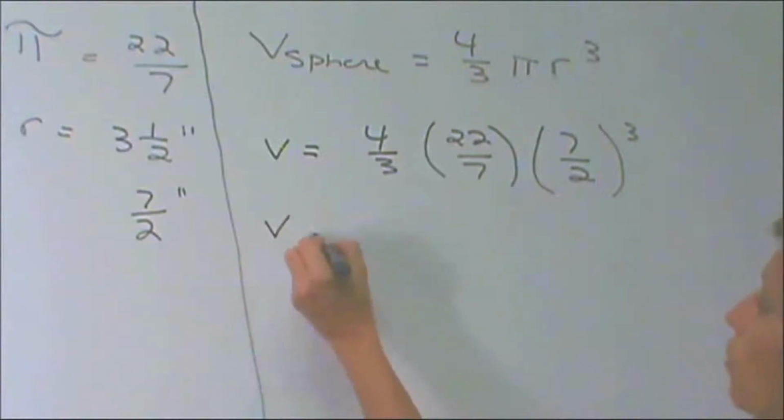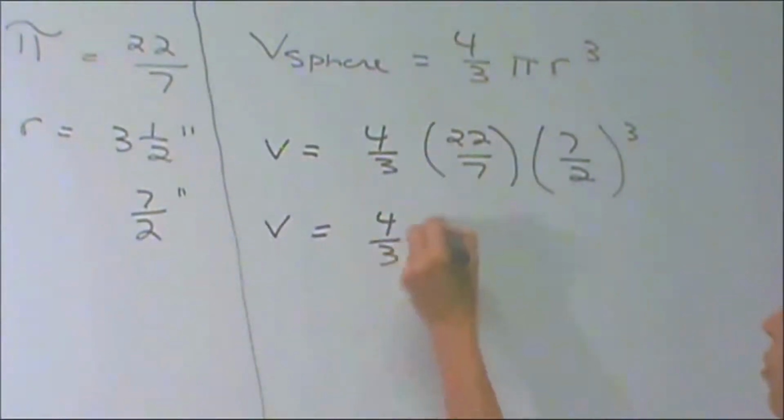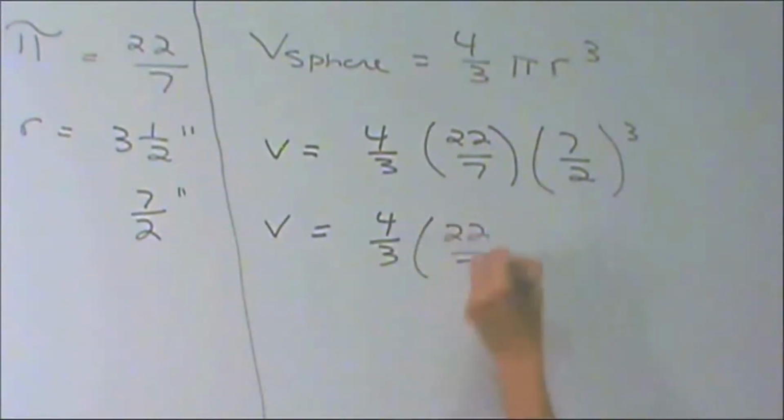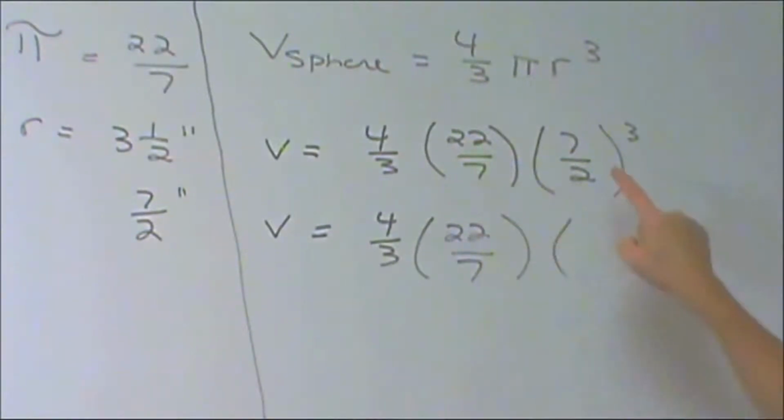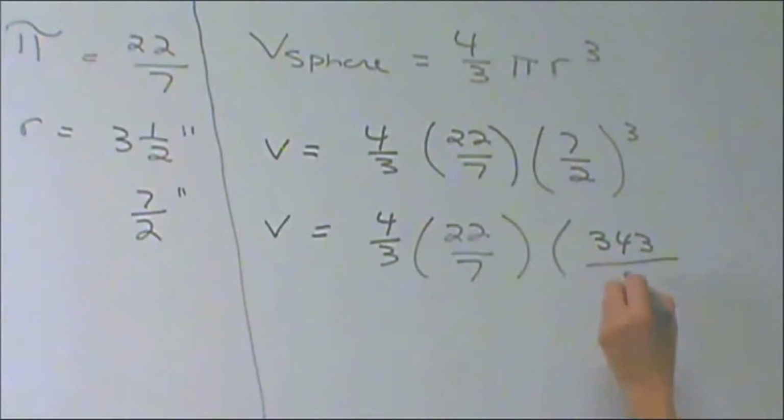So here we go. Volume equals 4/3, 22/7. Nothing to do here. Here we have to take 7 and cube it, which is 7 times 7 times 7. 7 times 7 is 49. 49 times 7 is 343. And then, of course, we're cubing the 2. 2 times 2 times 2 is 8. So that's what we have so far.